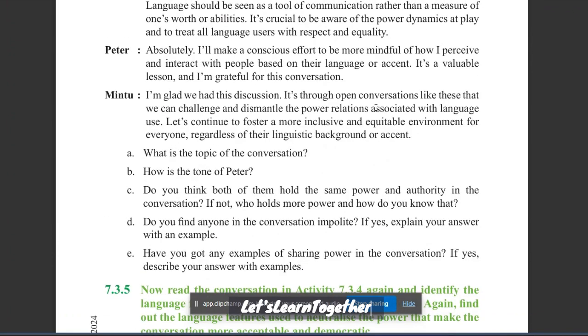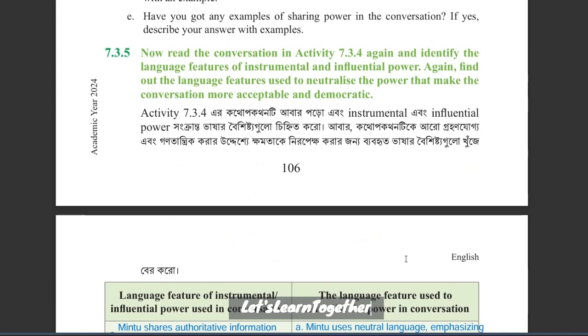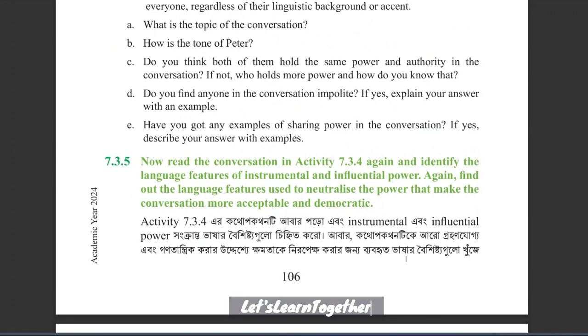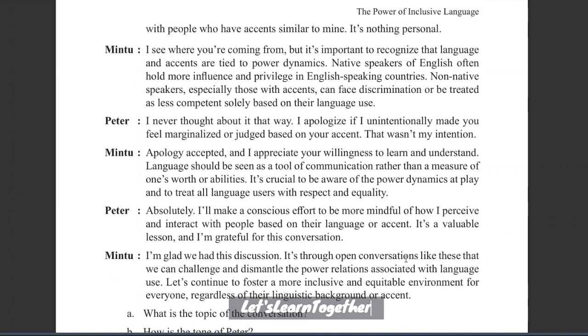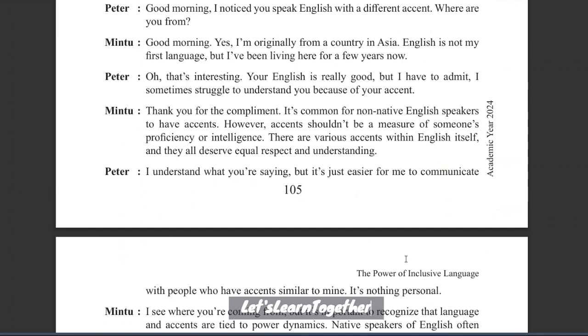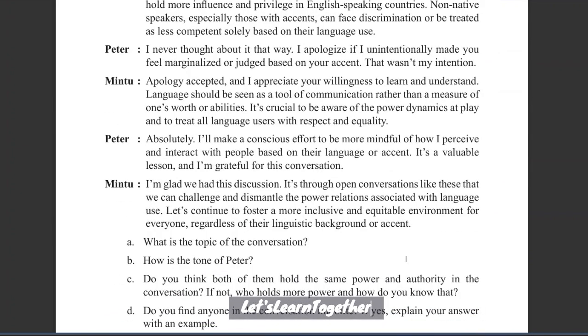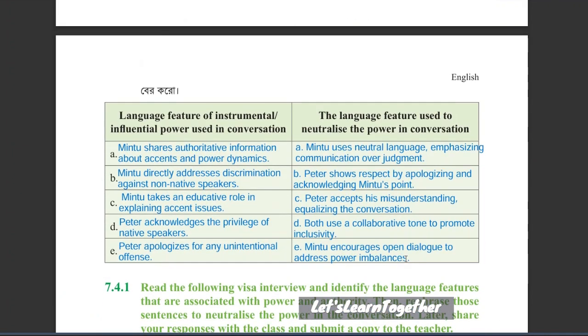So they told you to read this conversation again and to find out those influential power or instrumental power language features, and also to mark out the places where those powerful features were neutralized. So you have to identify in which places Peter or Mintu tried to demonstrate influential power or an authoritative tone in the conversation, and again in which places they tried to neutralize it. As you can see, I have already given the answers for you.